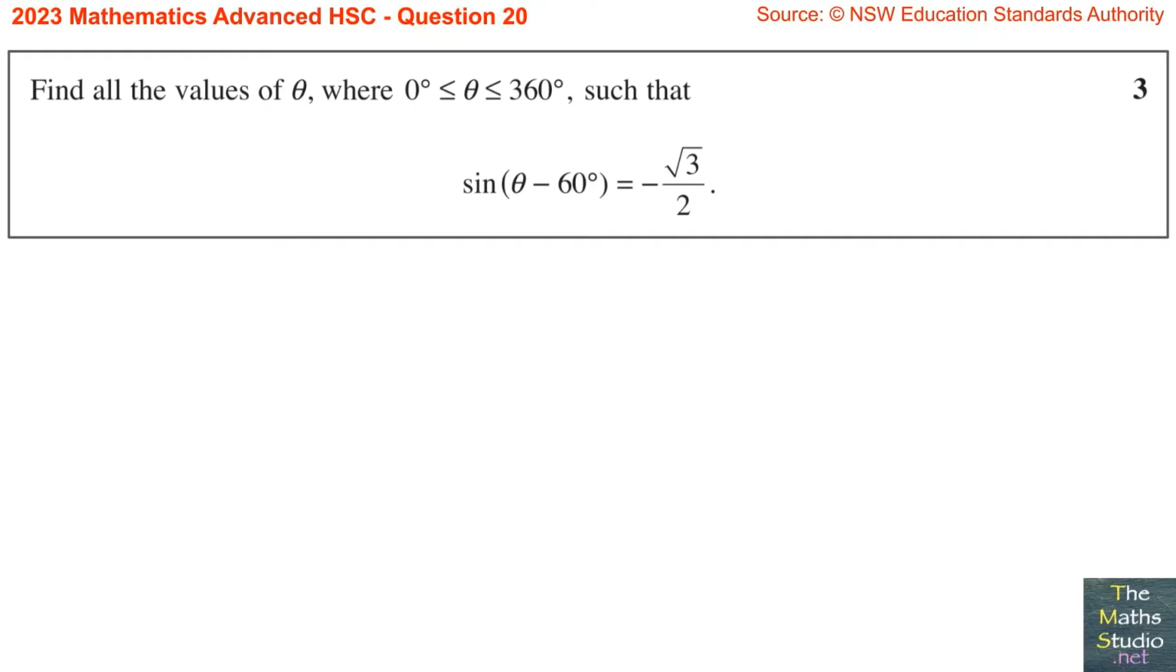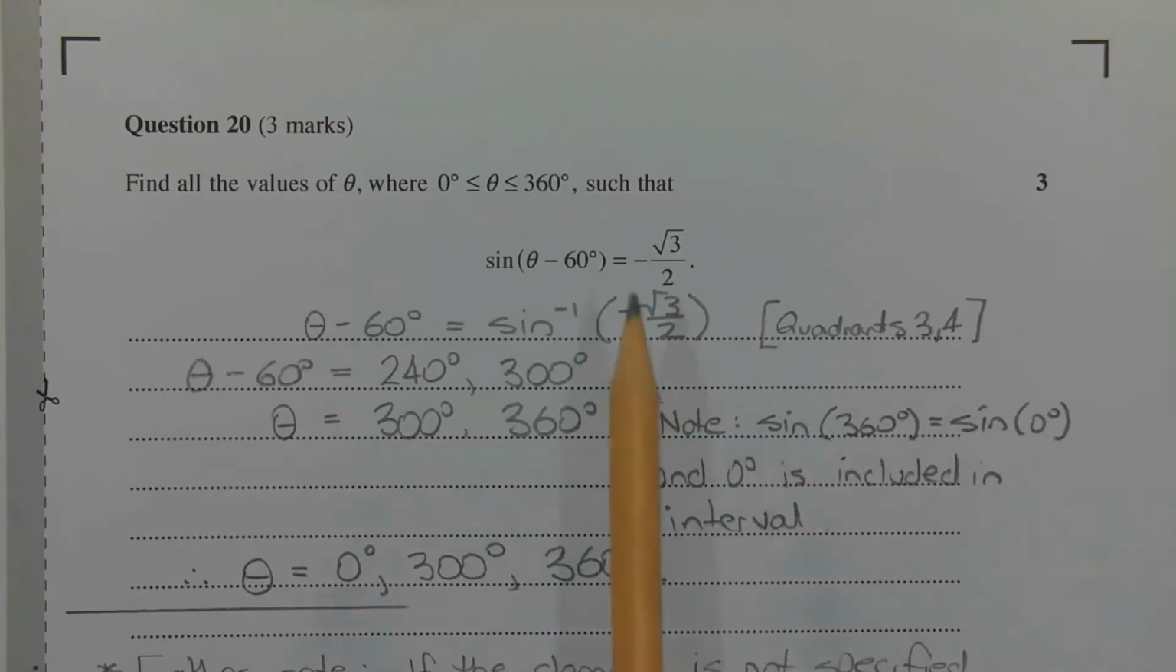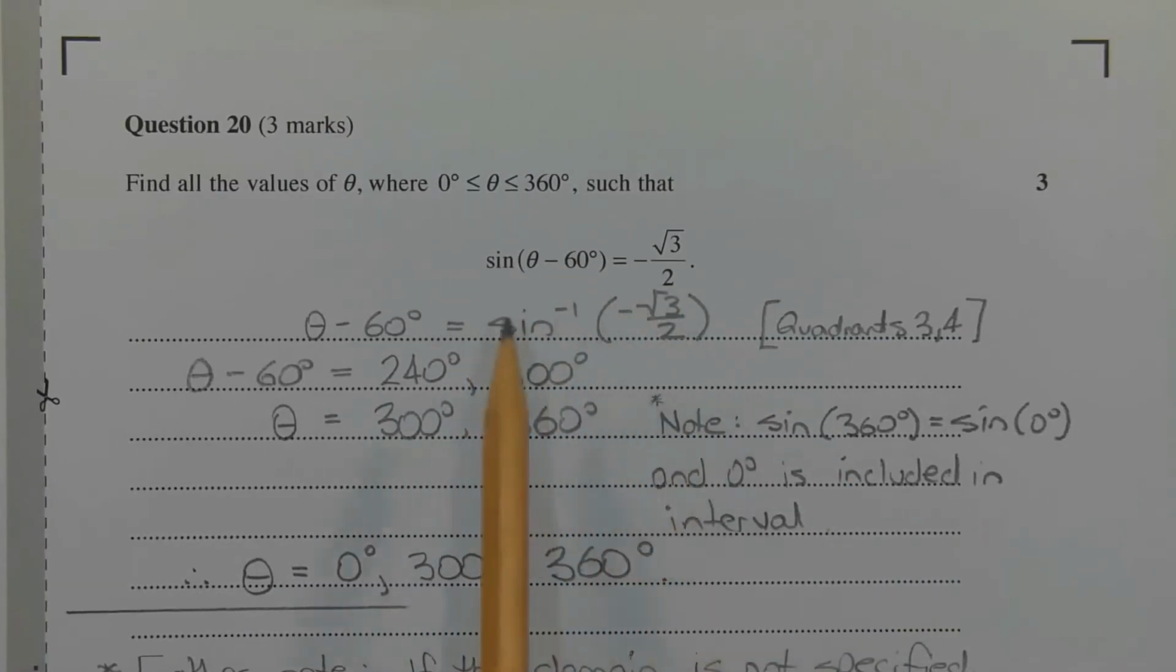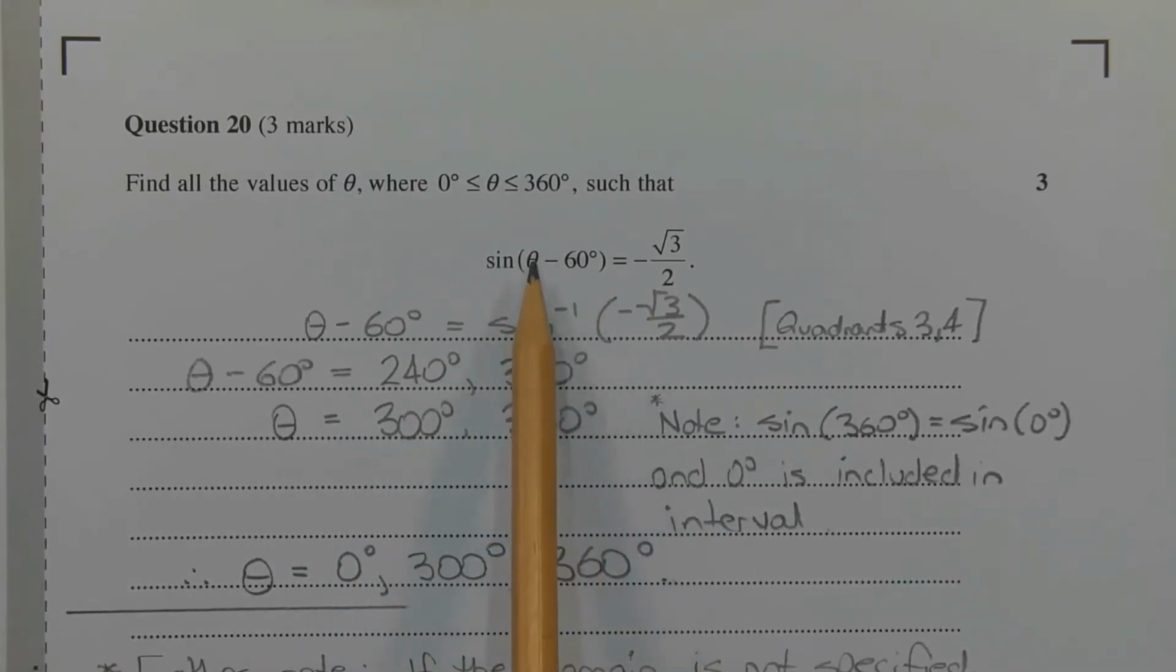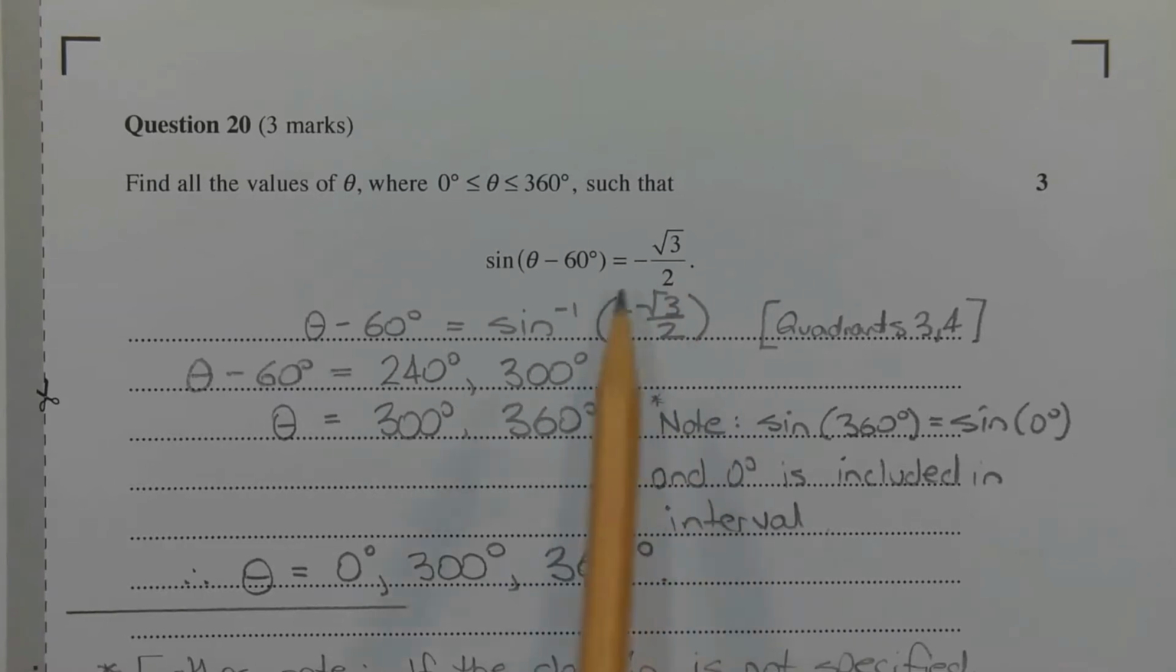Question 20. Find all the values of theta where theta is greater than or equal to 0 degrees and less than or equal to 360 degrees, such that sine of theta minus 60 degrees is equal to negative the square root of 3 over 2. Let's have a look at the trigonometric equation. We have the sine of an angle, which is theta minus 60 degrees, is equal to a negative ratio.